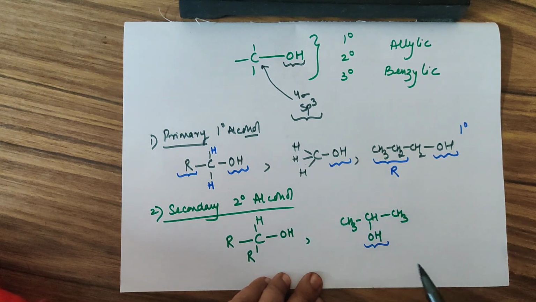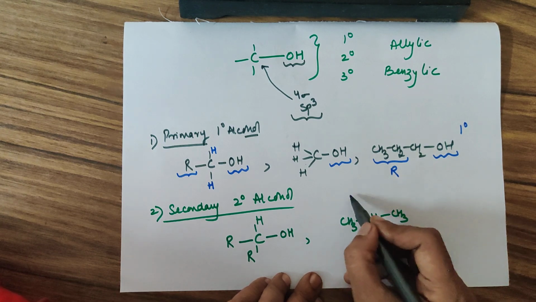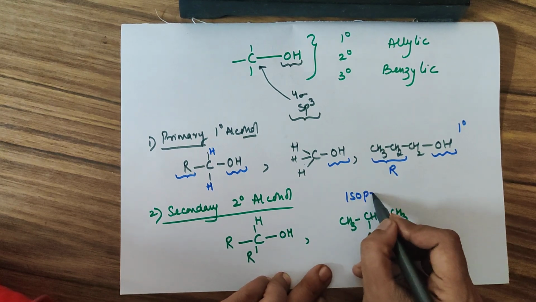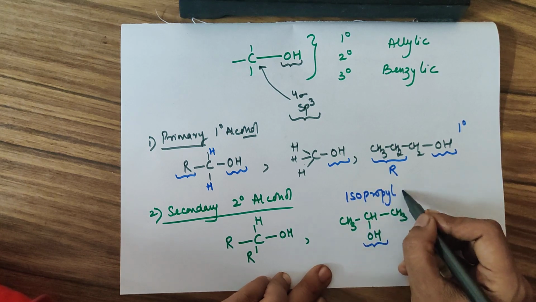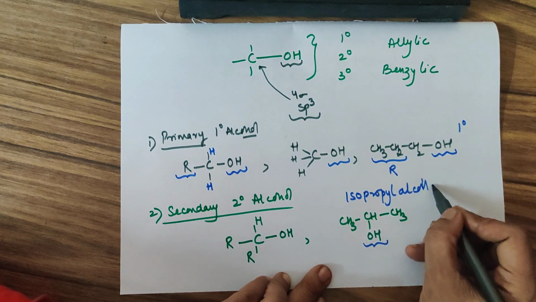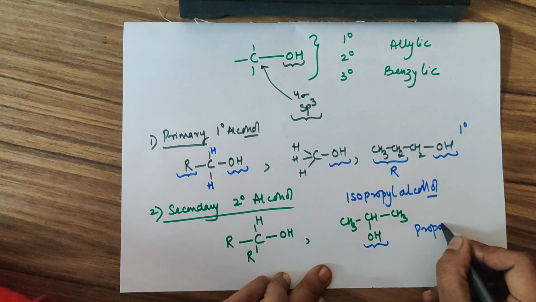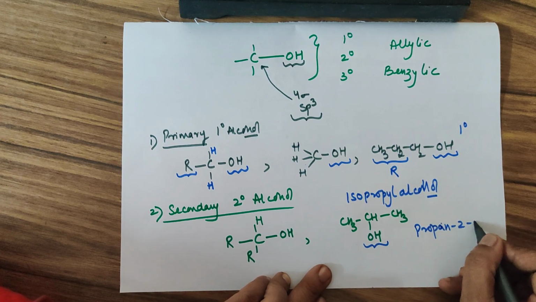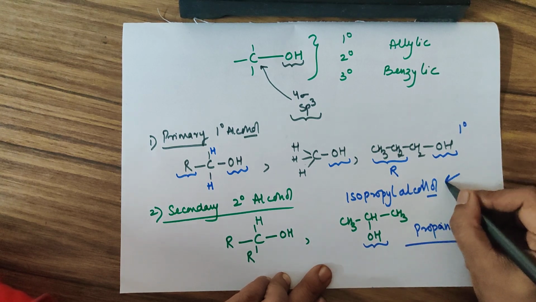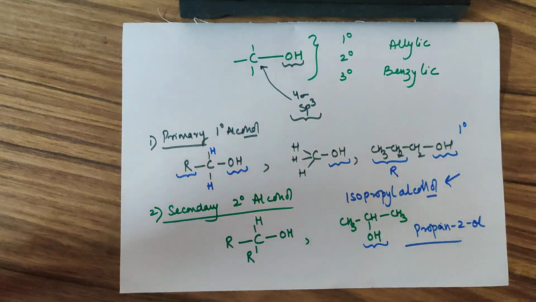This particular compound is a propane with an OH at the second position. This is commonly called isopropyl alcohol. In IUPAC nomenclature, it would be propan-2-ol. But this you should know. What do you mean by isopropyl alcohol?